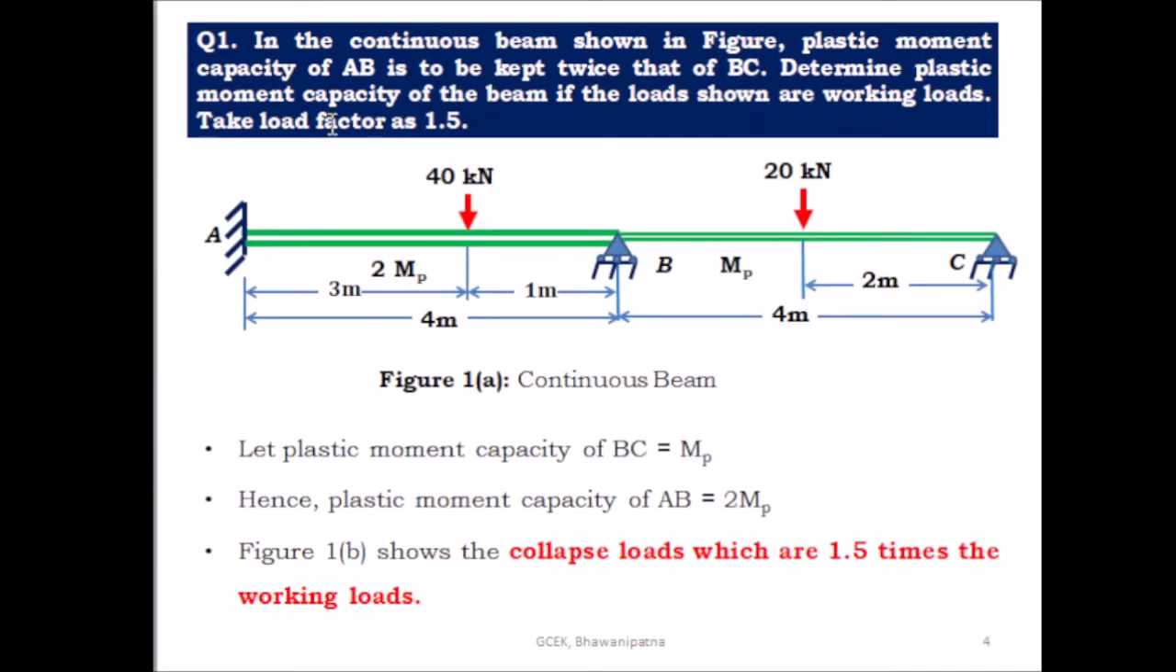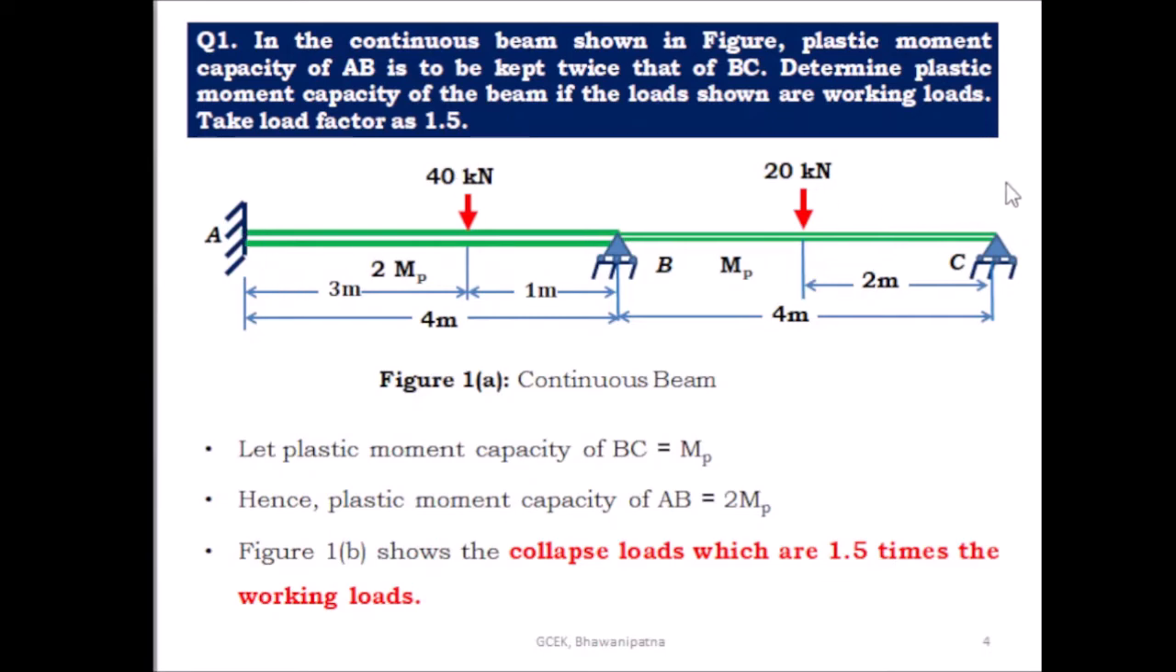Then coming to the first problem: in the continuous beam shown in figure, plastic moment capacity of AB is to be kept twice that of BC. Determine plastic moment capacity of the beam. If the loads shown are working loads, take load factor as 1.5.